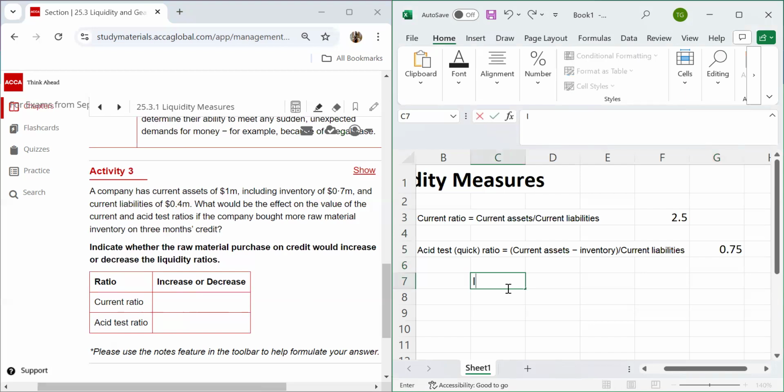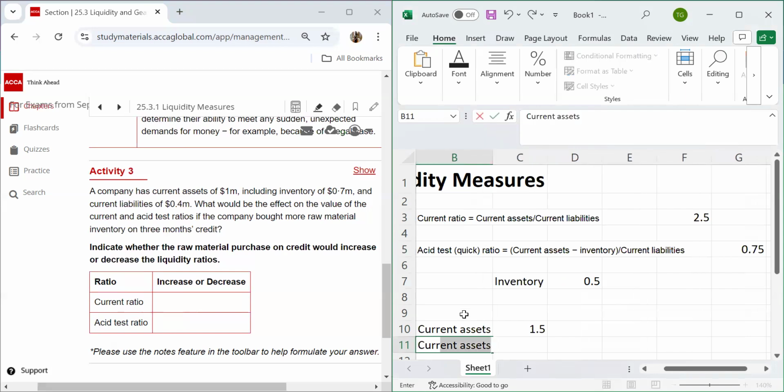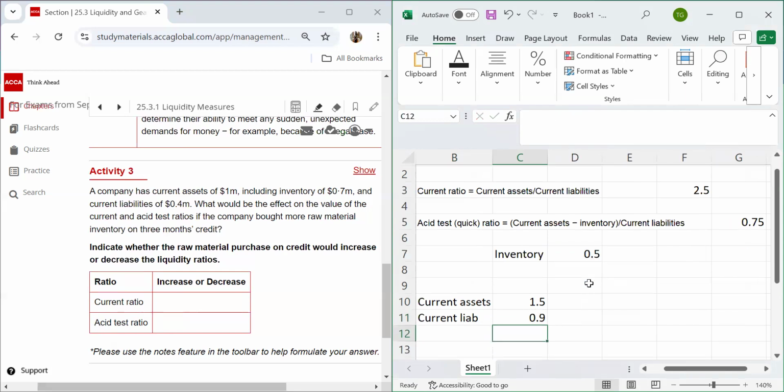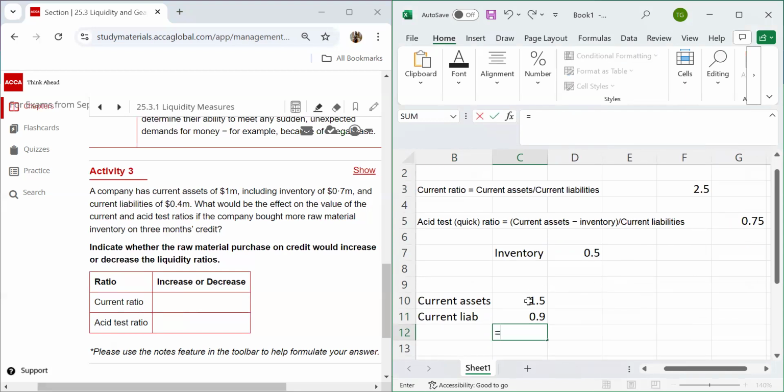Now, let's assume we are buying inventory. The question is telling us we are buying inventory on credit. Let's suppose the inventory is worth $0.5 million, which we are buying. So, my current assets, which were earlier 1 million, because inventory forms a part of your current assets, are now going to be 1.5 million. My current liabilities are also going to increase by the amount of the inventory because I have taken this on credit. I have not yet paid the money to my supplier. So 0.4 is my existing one and 0.5 gets added. So now my current ratio has come out to be 1.67.